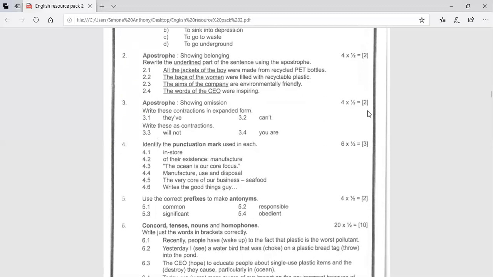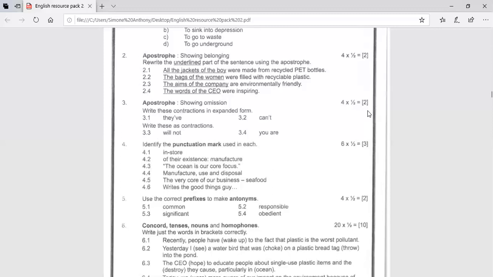Question number 4, identify the punctuation mark used in each. So 4.1, there it is a hyphen where two words are compounded to form one word. 4.2, of their existence manufactured, there it is a colon. 4.3, that is speech marks or inverted commas. 4.4, that is a comma. 4.5, dash. 4.6, ellipsis.